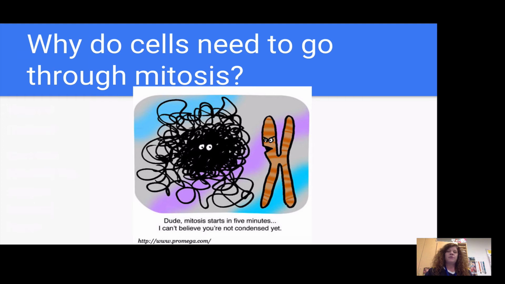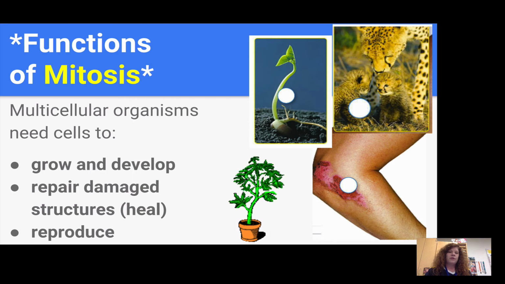Why do cells go through mitosis? We've talked about that: for cell repair or body repair, for growth, and for reproduction. Grow and develop, repair damaged structures, and reproduce.